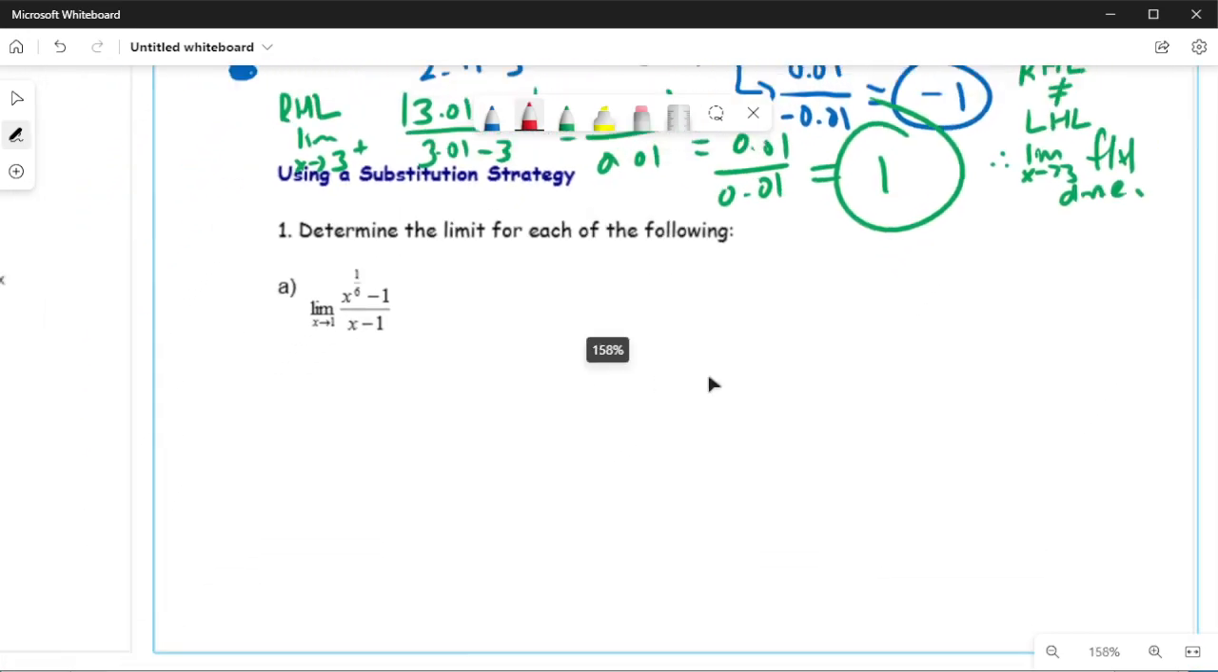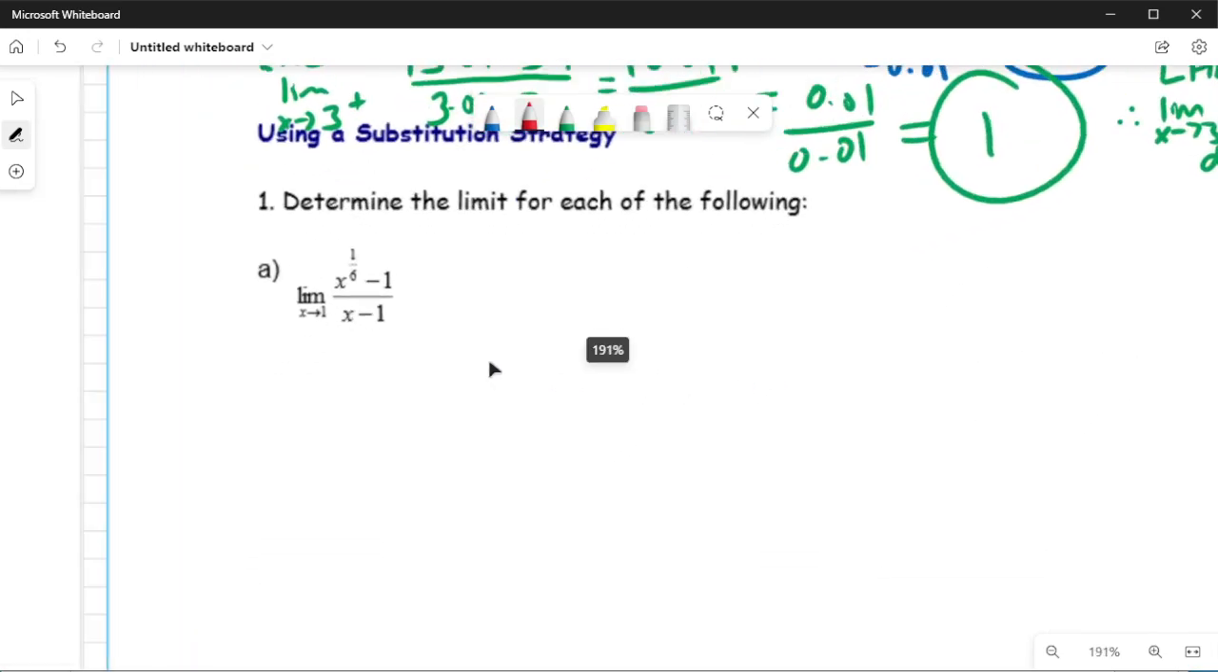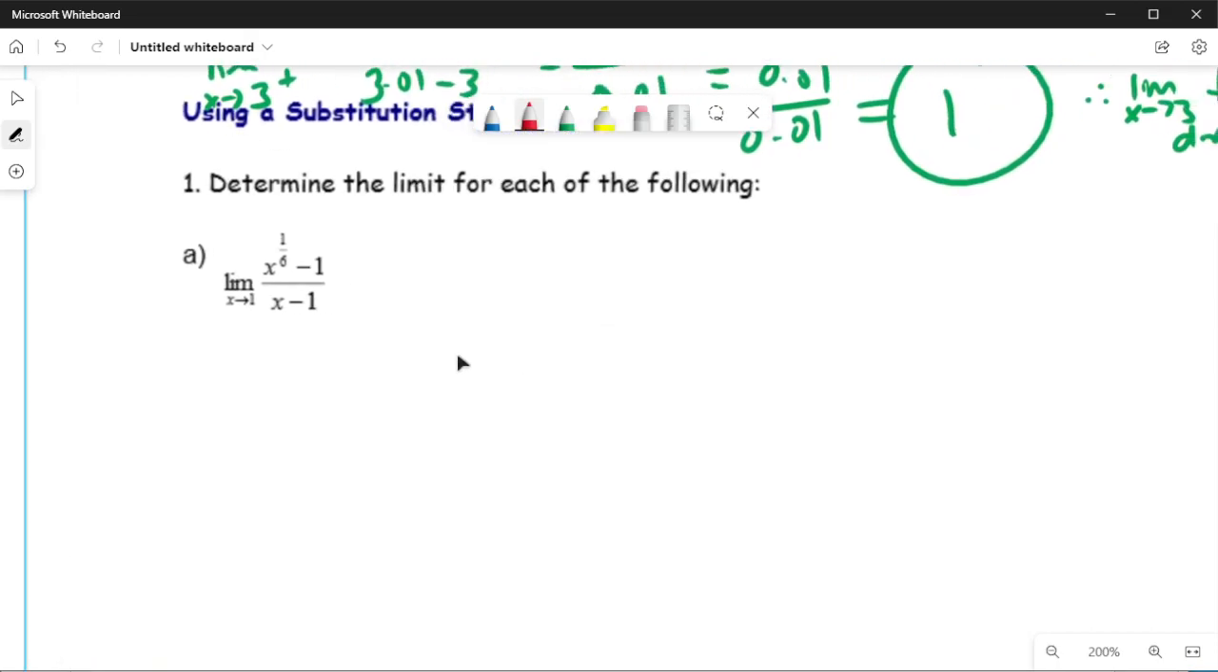Now, the final strategy for you, and I think by far the most important, is the substitution strategy. And it's important because it is going to help you deal with problems that we just don't have another good way of dealing with. And the idea is we're going to try to take a question that is fairly difficult and try to make it into a form that is a little bit easier for us.